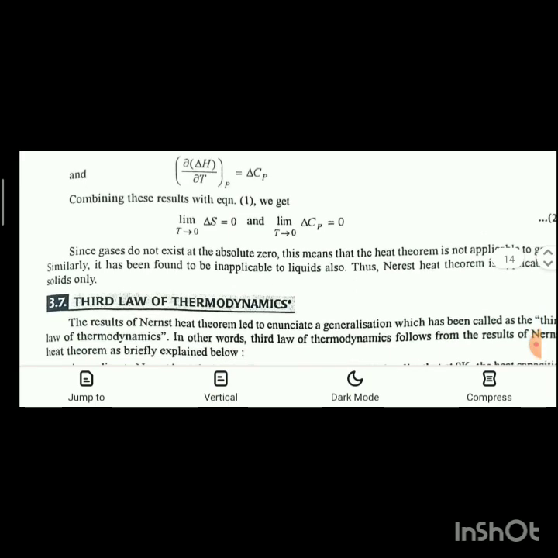Now, we know that ∂ΔG/∂T at constant pressure equals minus ΔS, and ∂ΔH/∂T at constant pressure equals ΔCp. Combining these results with equation first, we get limit T tends to 0 of ΔS equals 0 and limit T tends to 0 of ΔCp equals 0. Since gases do not exist at absolute zero, the heat theorem is not applicable to gases. Similarly, it has been found to be inapplicable to liquids also. Thus, Nernst heat theorem is applicable to solids only.